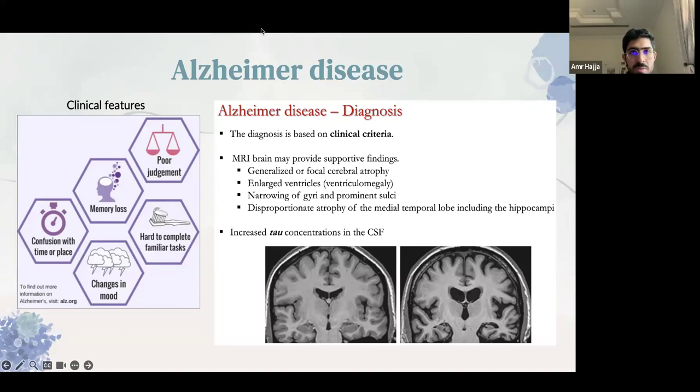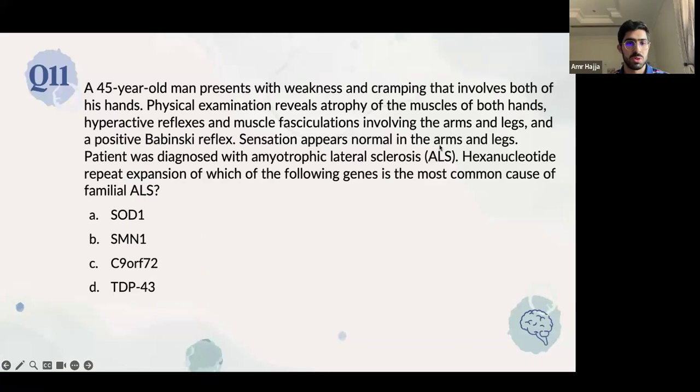Any questions about Alzheimer's? Clear. Let's move on to question 11. I'm sorry, guys, I put your question about genes, but because I saw that it was important in your slides, bear with me.